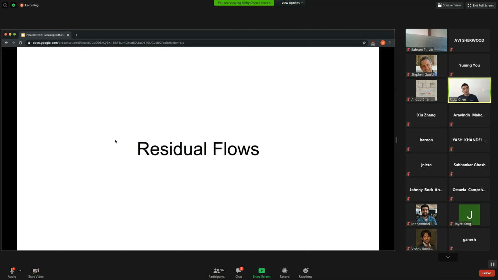Okay, so next I'll talk about residual flows. These are a much more scalable class of normalizing flow models that are related to continuous normalizing flows, but they don't require solving a complex ODE. They don't require using a complex ODE solver, and they can simply use the Euler discretization, so they're kind of like a ResNet.